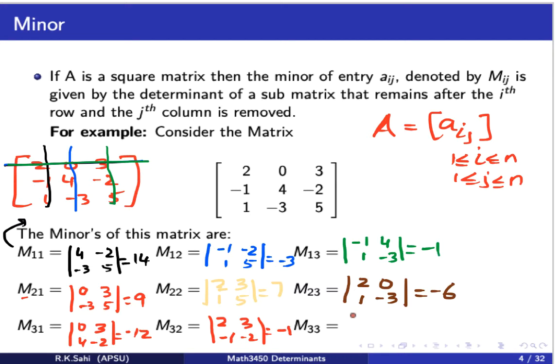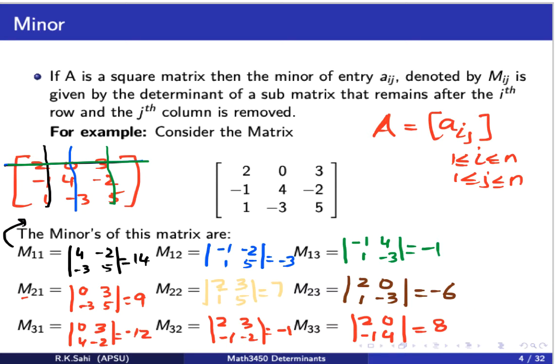Now M33, guys. Third row, third column. You're getting 2, minus 1, a 0, and a 4. So what you're going to get is an 8.